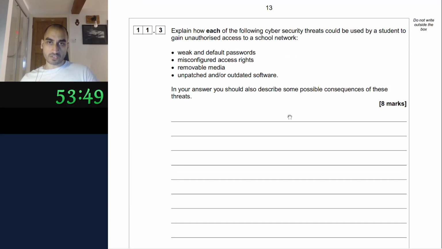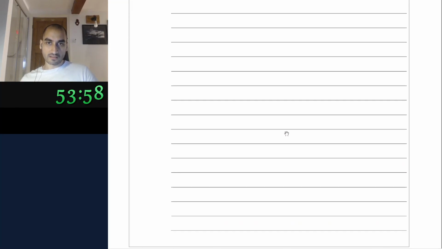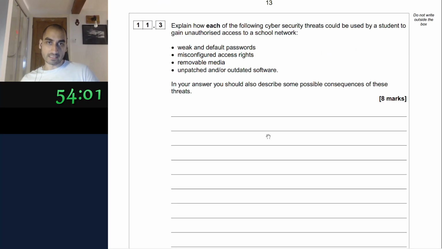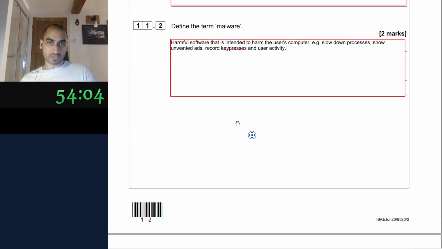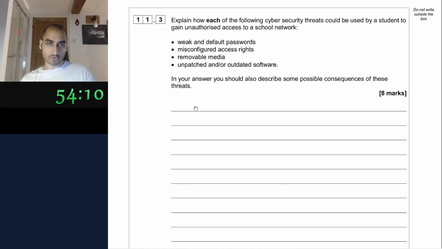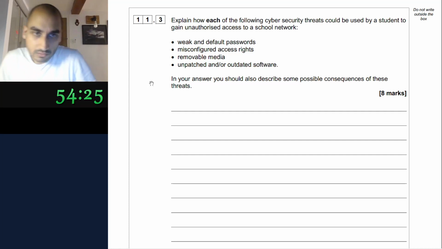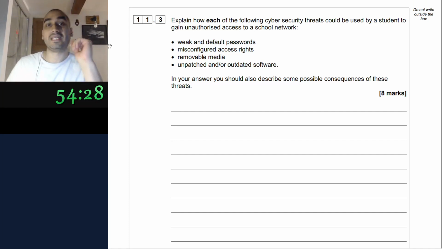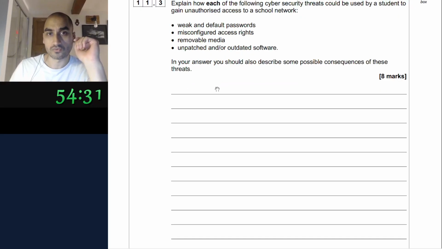Explain how each of the following cybersecurity threats could be used by a student to gain unauthorized access to a school network. So this is starting to become more like IT than computer science. Or at least, I did IT when I was in school, and it was more like this stuff. Computer science, I would have thought would be more the mathsy stuff, but I guess they've combined it with IT, because IT is becoming a bit outdated because everyone knows how to use computers nowadays, even when it comes to spreadsheets and stuff.